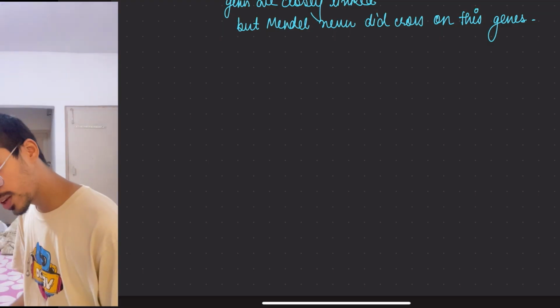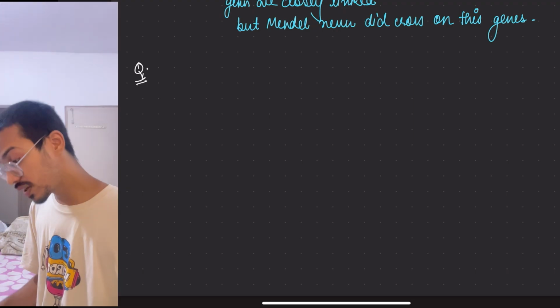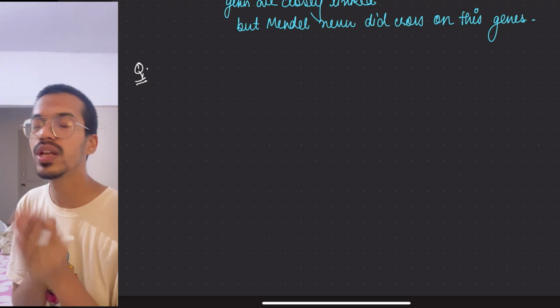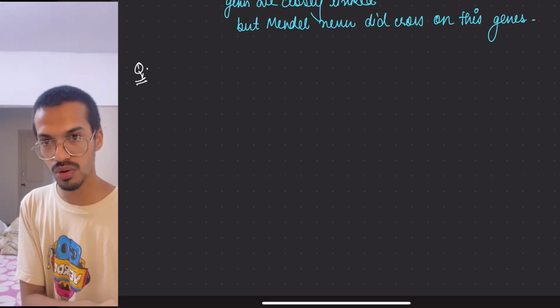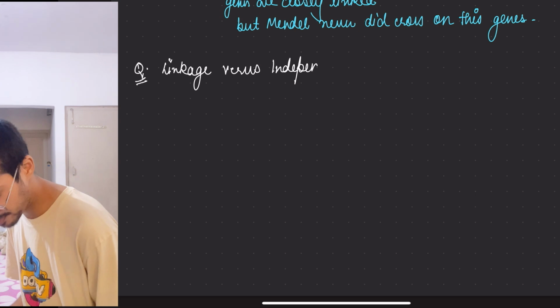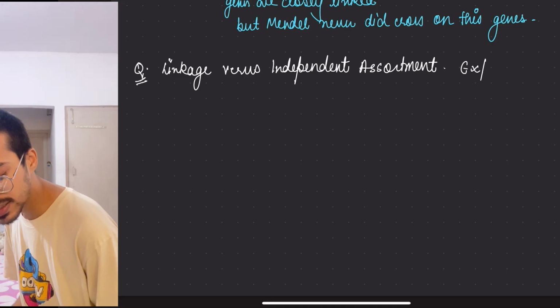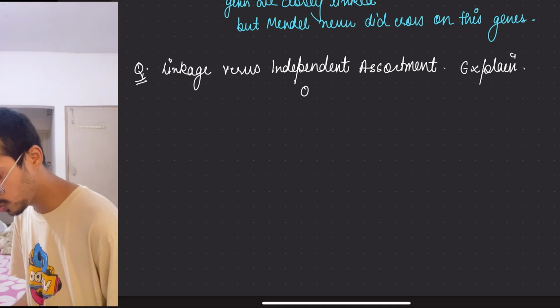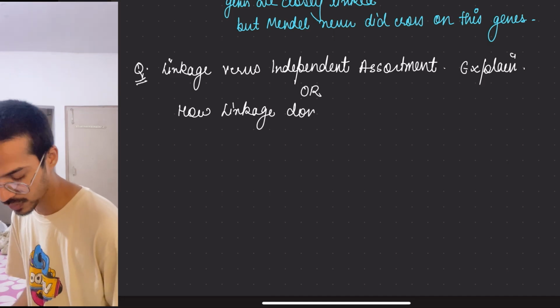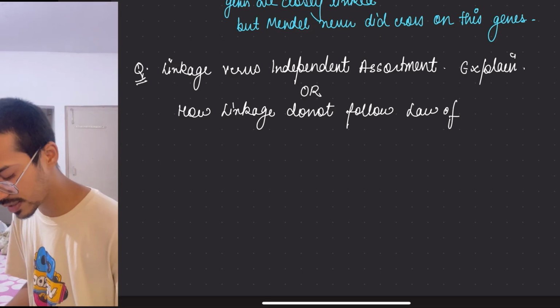We understood that. Now one question I am giving to you before going up, and we will try to discuss it. Okay, so the question is that you have to tell me how linkage does not support independent assortment. So the question is linkage versus independent assortment. Explain how linkage does not follow the law of independent assortment.